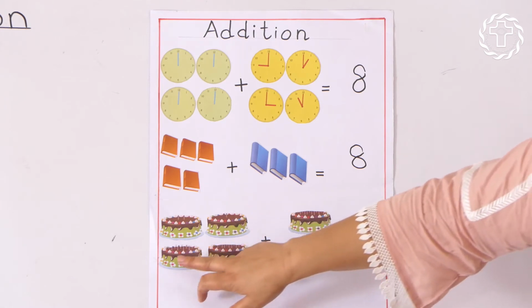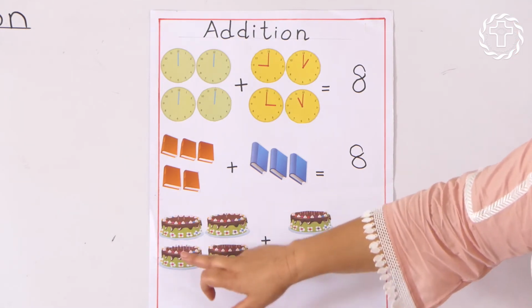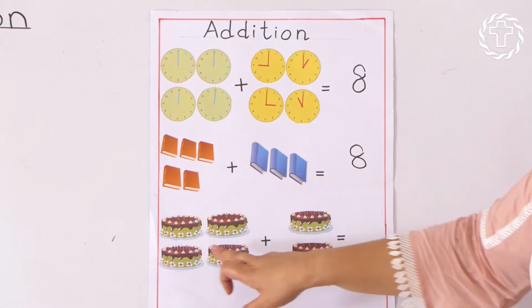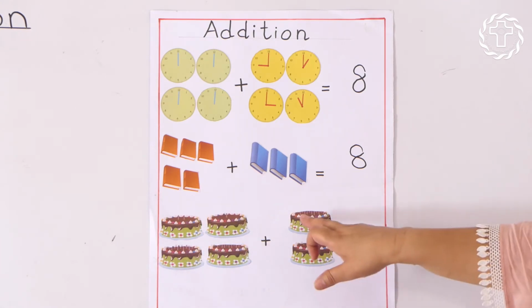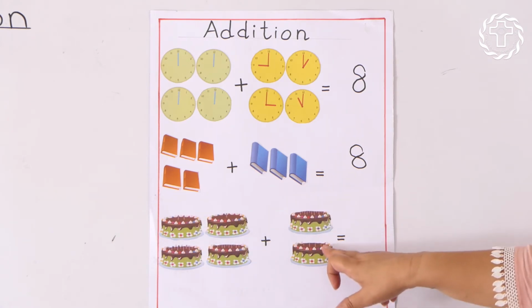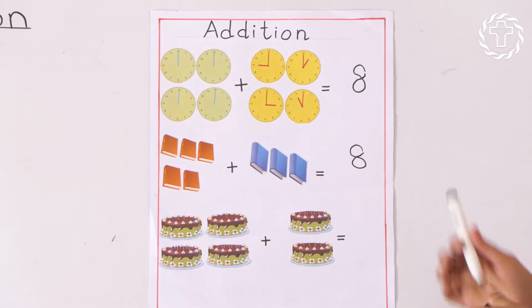Okay, these are the pictures of cake. Let's count. 1, 2, 3, 4 plus 2. 1, 2, 3, 4, 5, 6. They are 6 altogether.